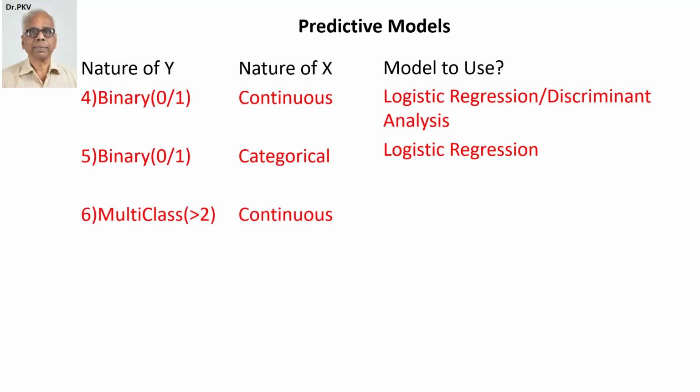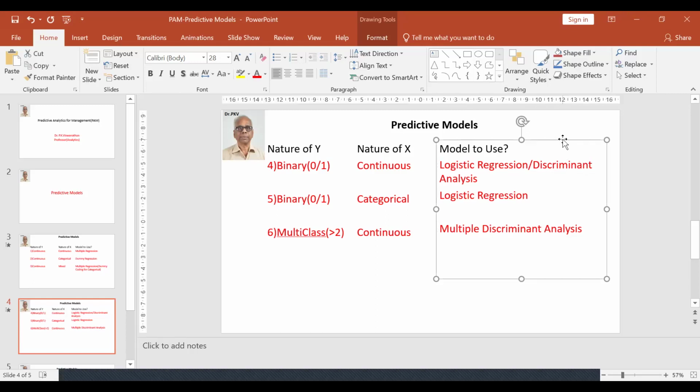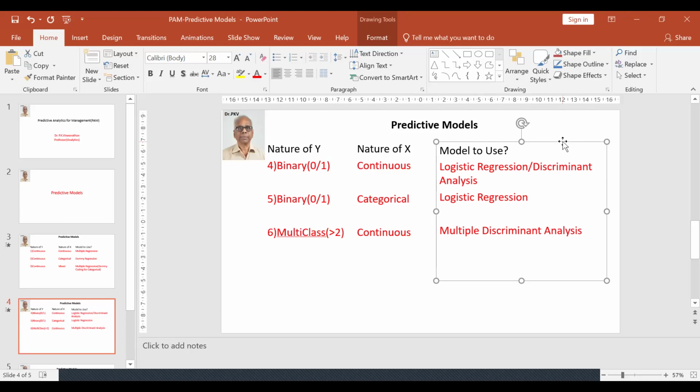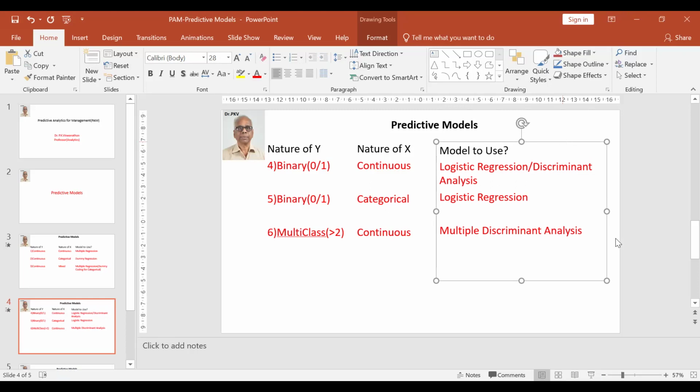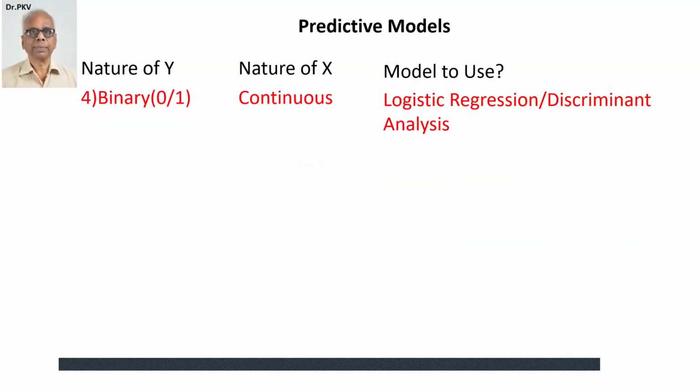Now, multi-class methods, more than 2 classes, when x is continuous: you use multiple discriminant analysis. That's the beauty, ladies and gentlemen. Of course, you can use the multinomial logit, but generally for classification, people use multiple discriminant analysis. So we have considered 6 models so far, and these are the popular ones in the true sense.